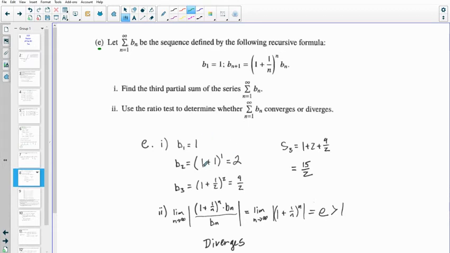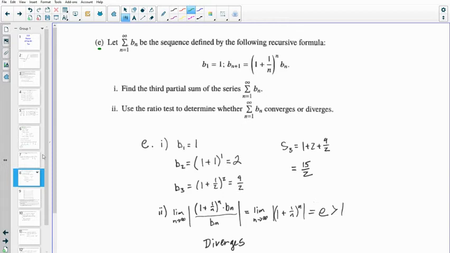So the first one is 1. I plugged 1 into this and got 2, and then I plugged 2 into this and got 9/2. And so the third partial sum is the sum of the first 3 terms, 7.5, 15/2, however you would like to express that. Maybe that's our sigh of relief. That part of that problem wasn't all that bad.